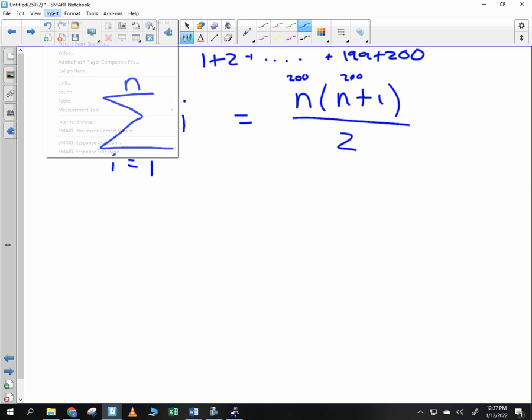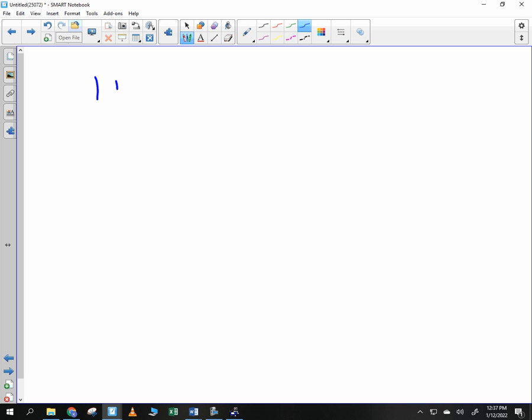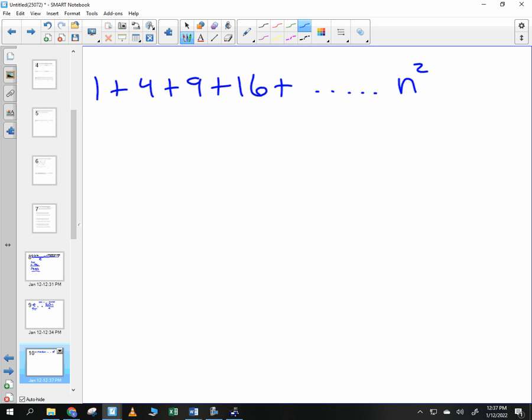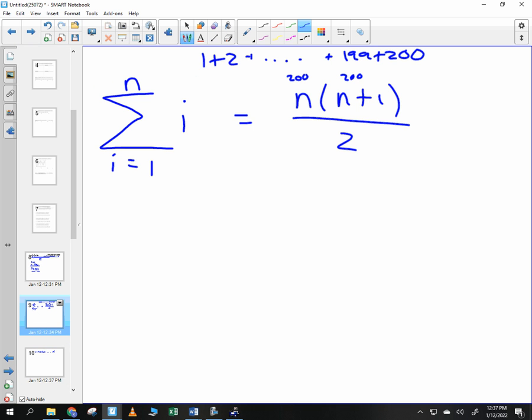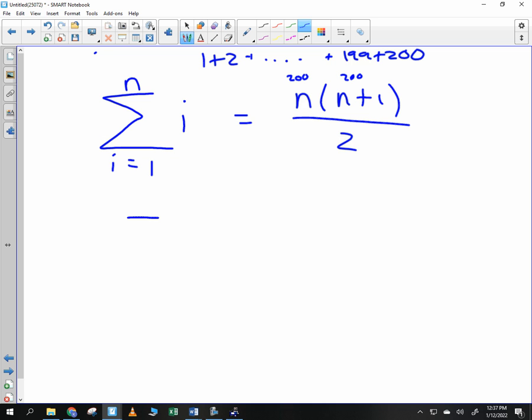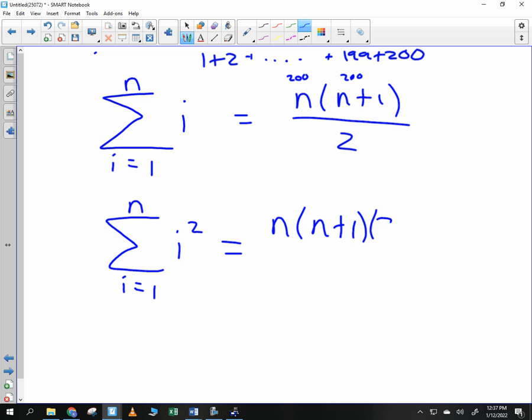Okay. So then the second one I want to show you is this, because this is going to be important as well. If you had, say, 1 plus 4 plus 9 plus 16, what are all these? Those are perfect squares, right? If you add up the perfect squares, here's what it adds up to. You're going to want to write this one down somewhere. The sum from i equals 1 to n of i squared. So the perfect squares, they add up to n times (n plus 1) times (2n plus 1) all over 6.